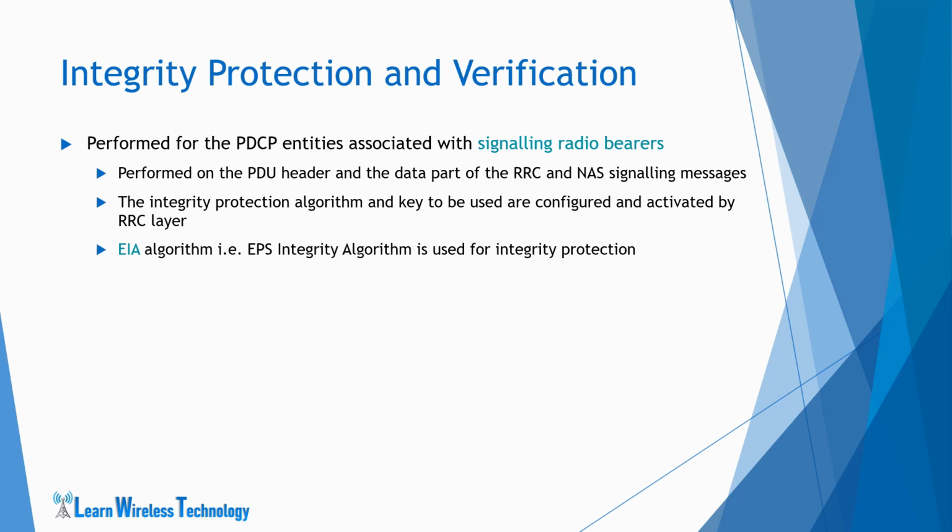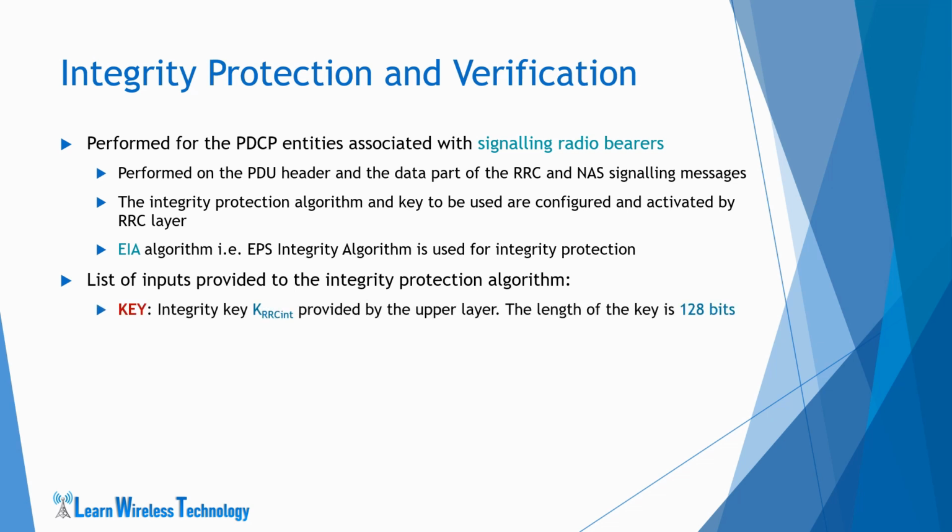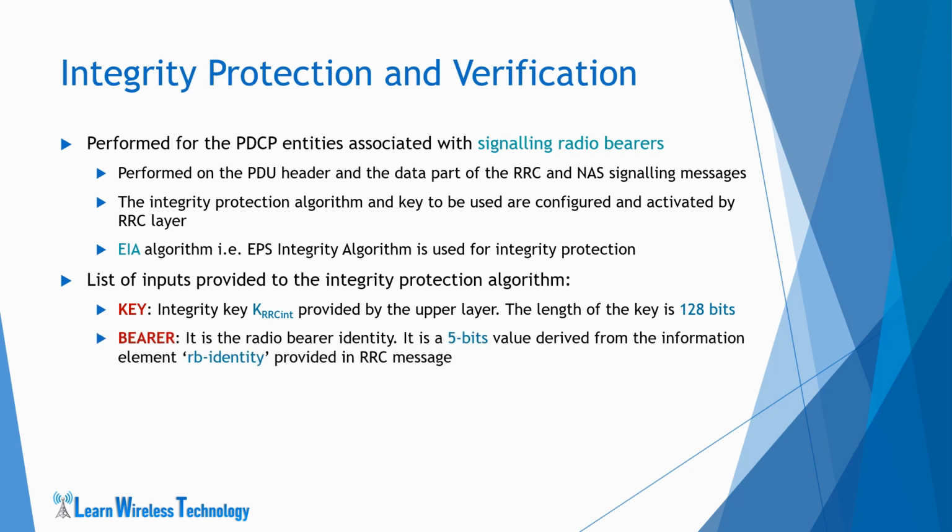For integrity protection and verification, the parameters required by the PDCP as an input to the integrity protection algorithm are provided by the upper layers. The list of inputs provided to the integrity protection algorithm are similar to those provided to ciphering algorithm. Key. It is the integrity key KRRCint which is provided by the upper layer. The length of the key is 128 bits. Bearer. It is the radio bearer identity. It is a 5 bits value derived from the value corresponding to information element RB identity which is provided by the RRC layer.